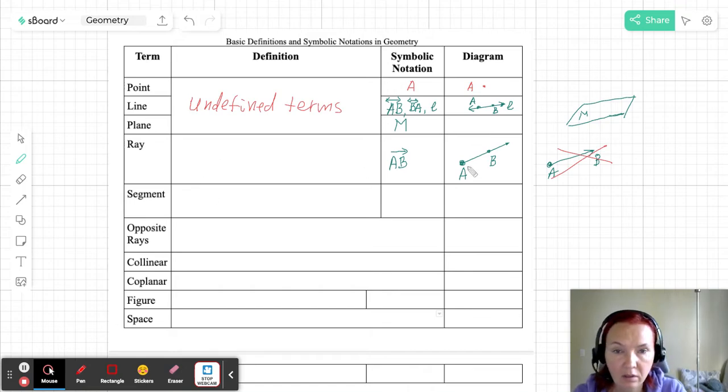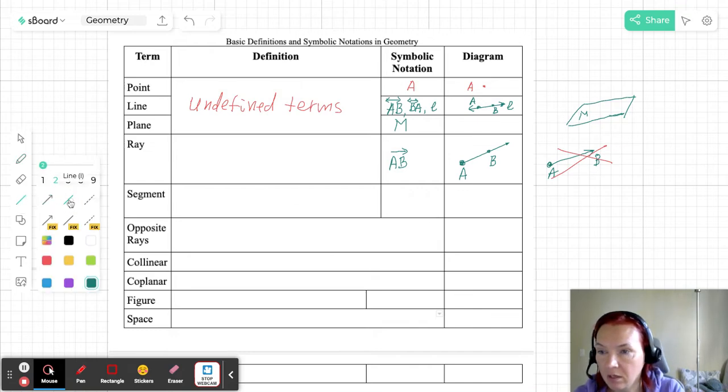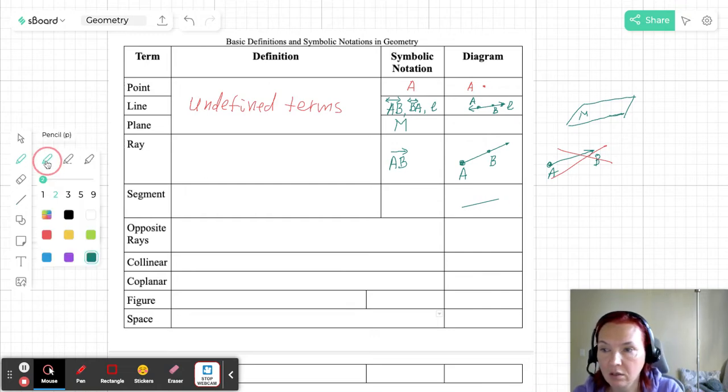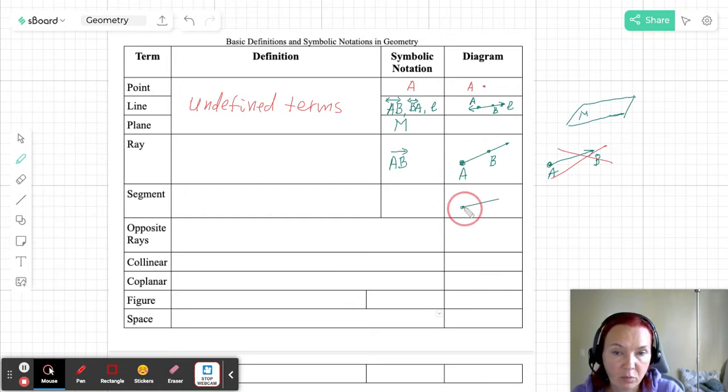a ray is made up of points on... actually, let's define segment first, because I'm going to be using the definition of a segment when I define a ray. So let's go to the next one and then we'll come back to the ray. The difference between the segment and the ray and the line is that a segment will have both beginning and end. We call them endpoints, even though it's kind of like a beginning and the end.